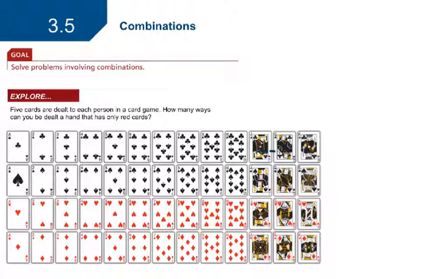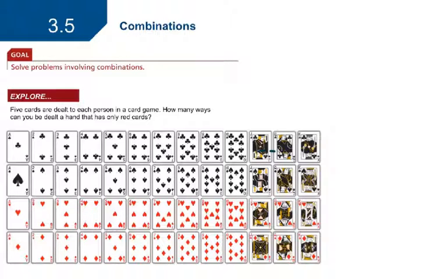So in this section we deal with something that is actually quite similar to permutations. We're now dealing with something called combinations. The only difference here is that in a combination, the order that the items are chosen does not matter. To put that in perspective, with a permutation, the order did matter.